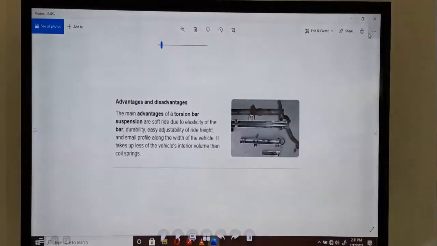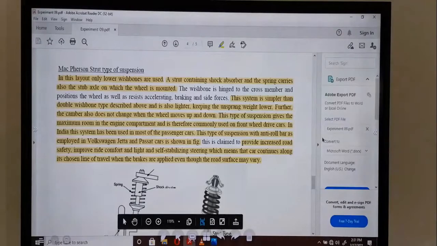So this is the advantage of torsion bar.